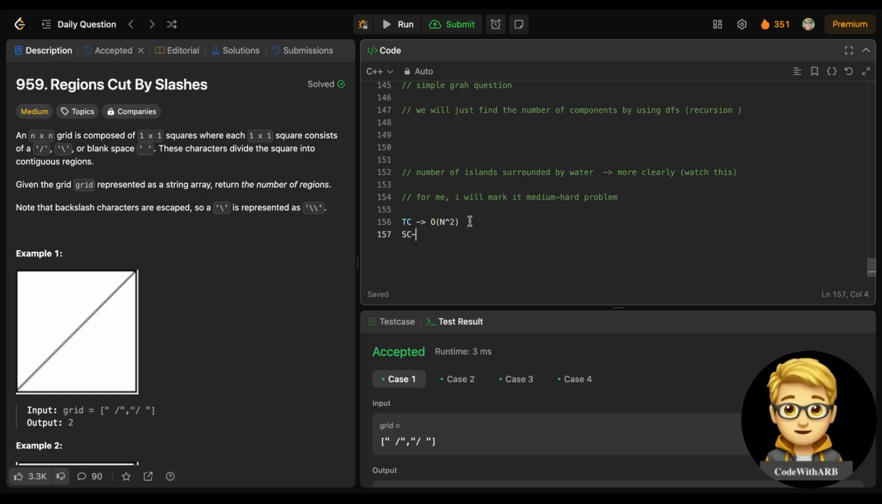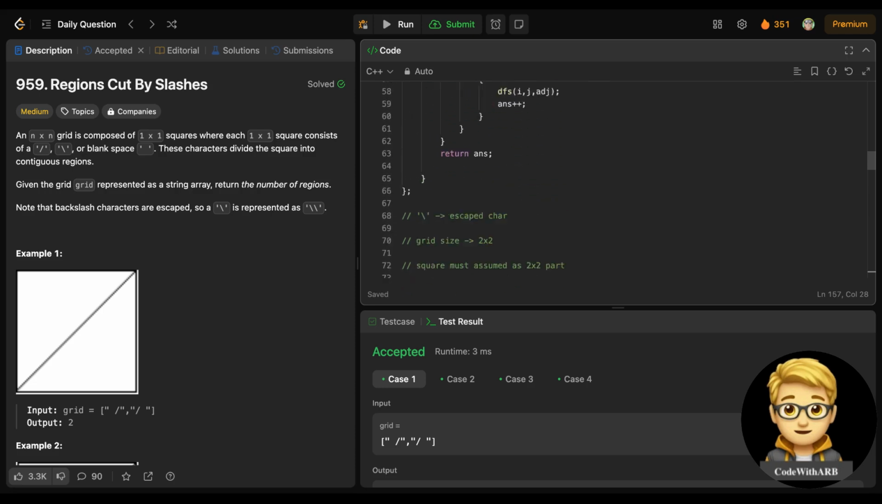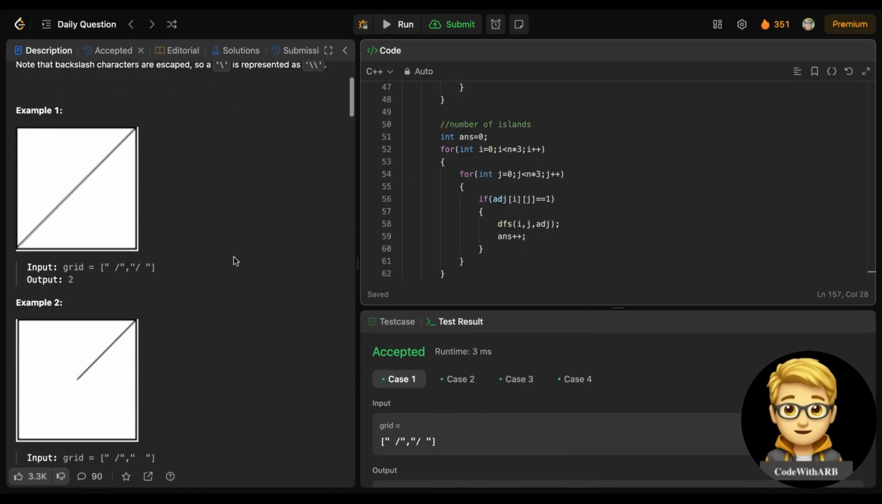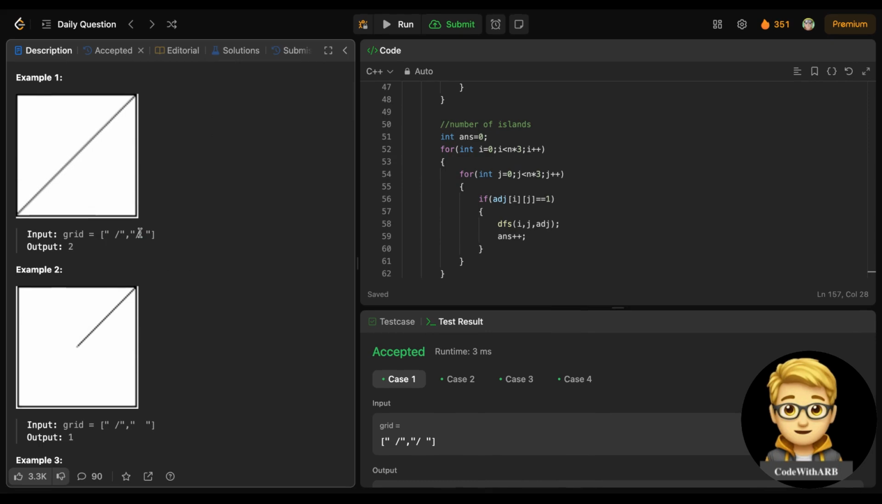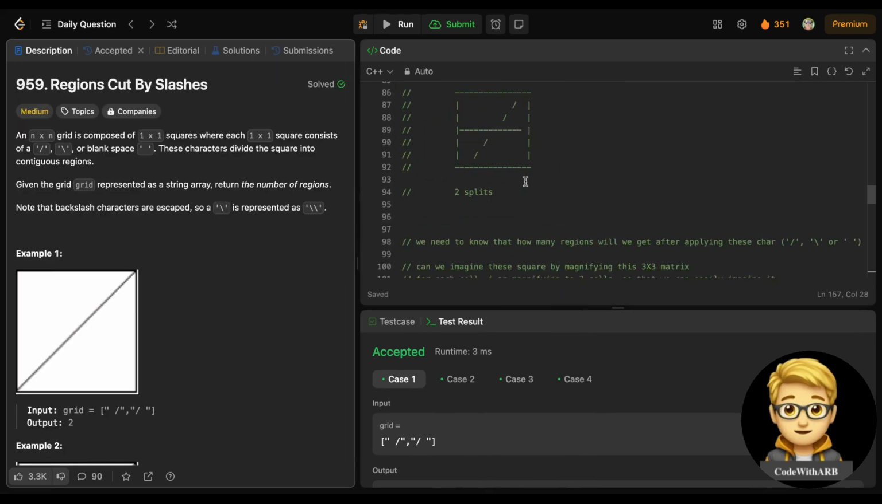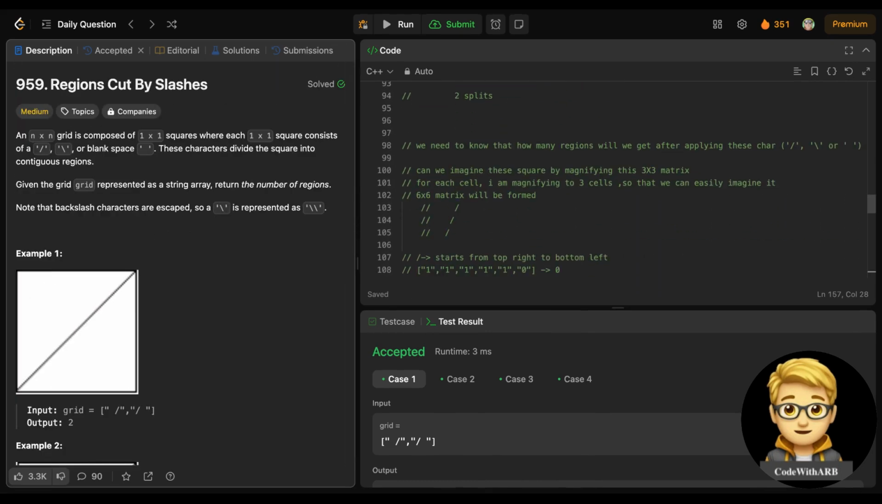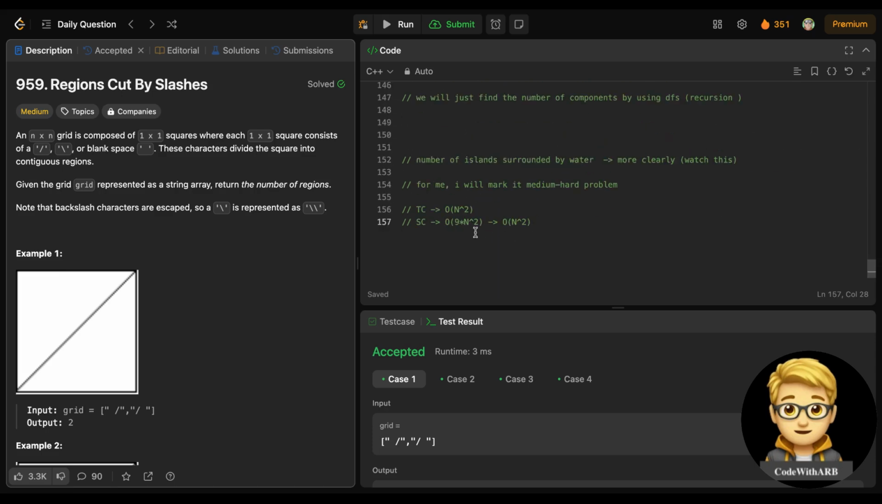The space complexity is also O of 9 into n square, which is ultimately equal to O of n square, right? So this is how we solve this problem. Both are O of n square. So basically it's just a split, right? You just need to know what this question is asking. Hope you liked it. Thank you so much.